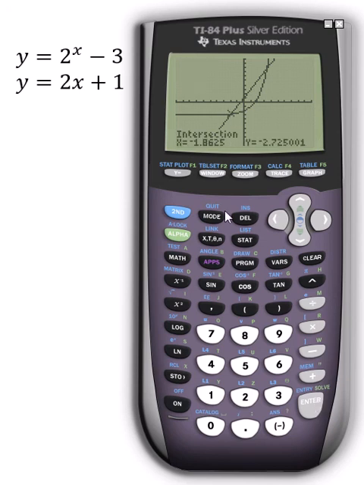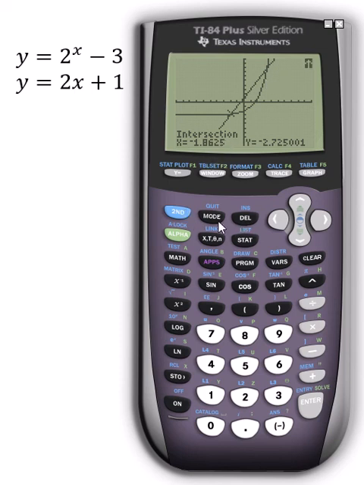And my calculator tells me, well, when x is negative 1.625, y will be about negative 2.725. So this is the first solution to this system of equations, right? This is the value of x, comma, this is the value of y. Let's go ahead and find the other value, and you might want to write those down.